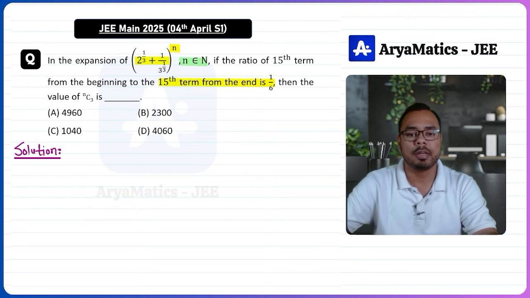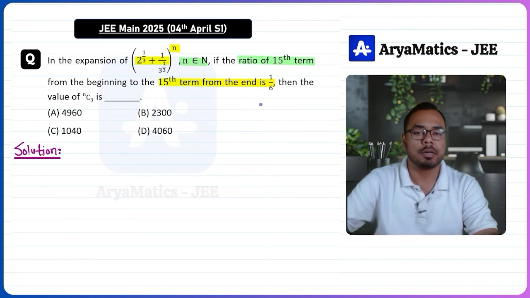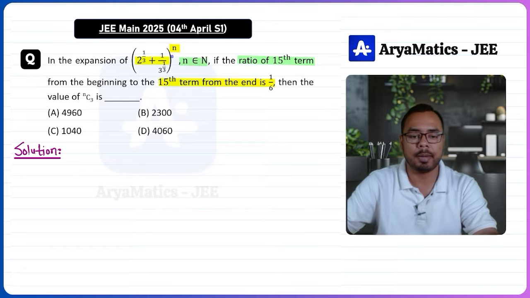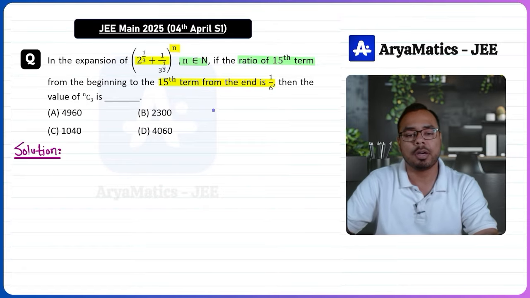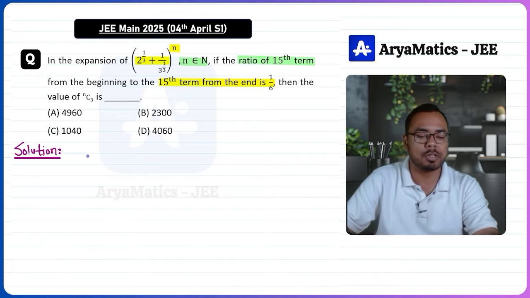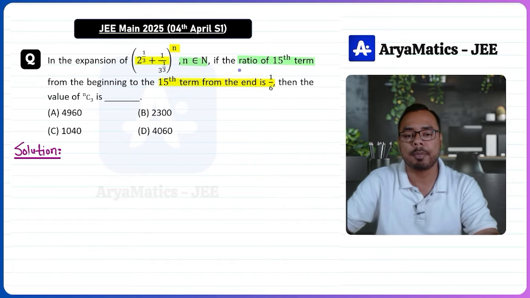So basically, the ratio of the 15th term from the beginning to the 15th term from the end is given. This is 1/6. From there, we need to find the value of n, and once we have n, then we need to calculate nC3. Now, before we attempt this problem, there is one simple concept here.